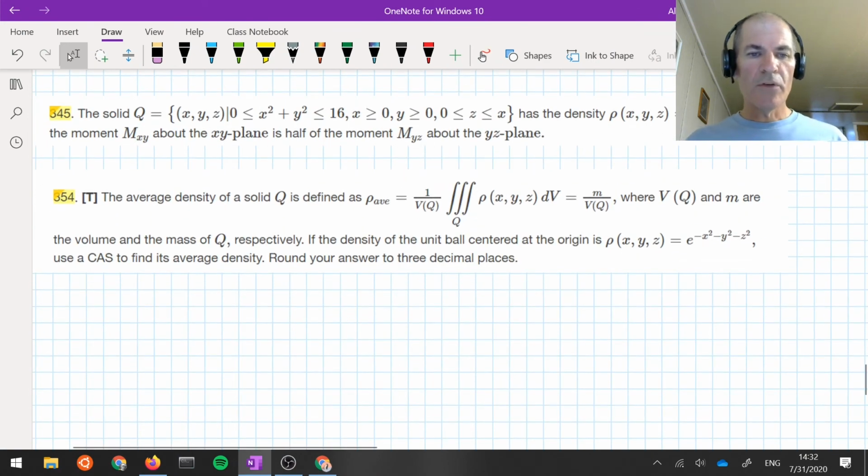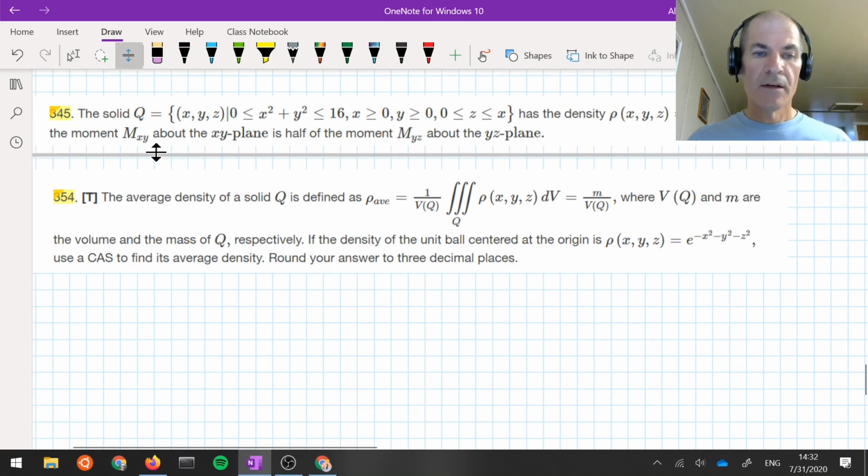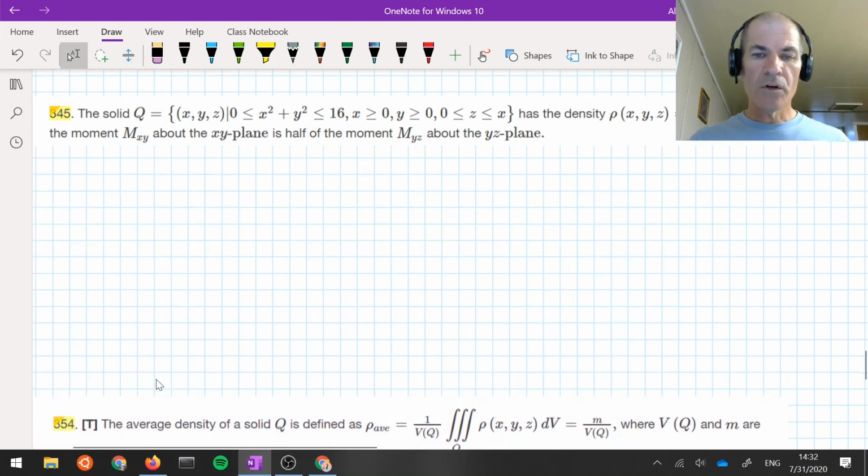All right, in 345, we have another solid, and it has a constant density function, and you're asked to show that the moment xy, the moment about the xy plane is half the moment around the yz plane. So this is really an exercise in computing these two quantities and then demonstrating the desired relationship. So I think it's worth visualizing this figure first.